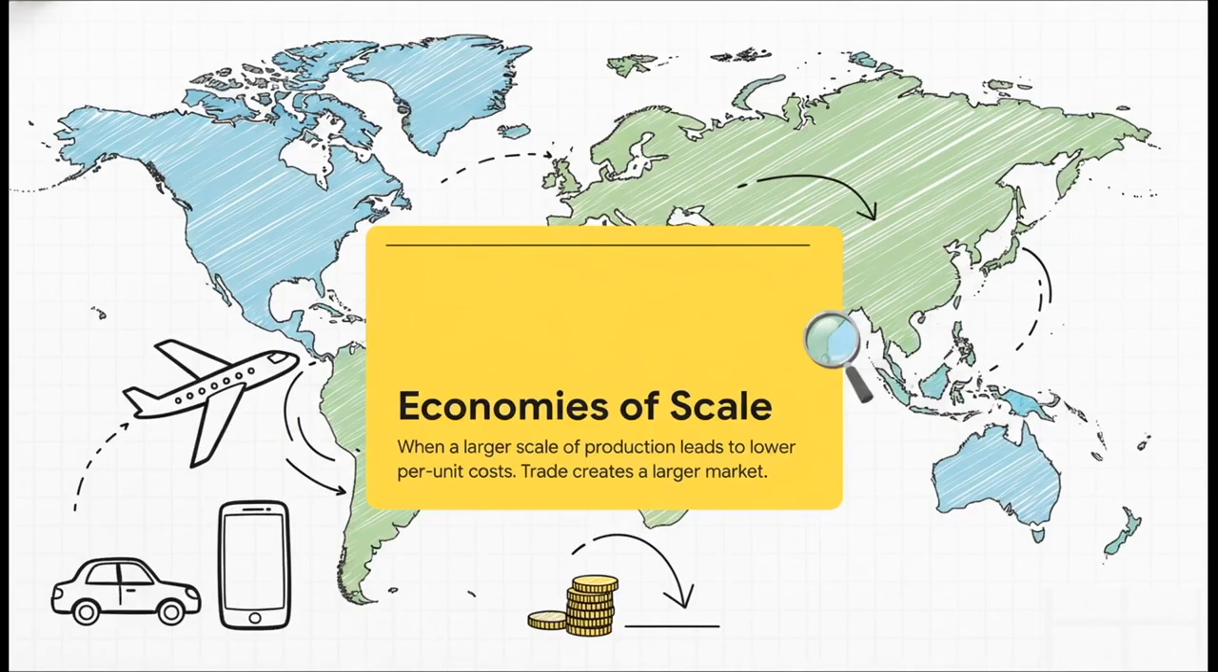First up, economies of scale. This is a fancy term for a really simple idea. The more you make of something, the cheaper it gets to make each individual one. By opening up a global market, trade lets a company scale up to produce millions of phones or cars, which drives the cost way down. In this game, bigger is definitely cheaper.